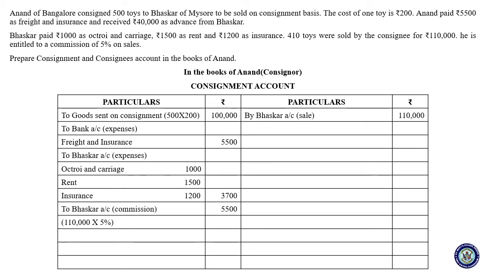So we are done with consignment. The balancing figure is transferred to profit and loss account. Sorry, before that we have consignment stock. That is working note number 1. See, working note number 1, we got consignment stock 19,170. Balancing figure transferred to profit and loss account.